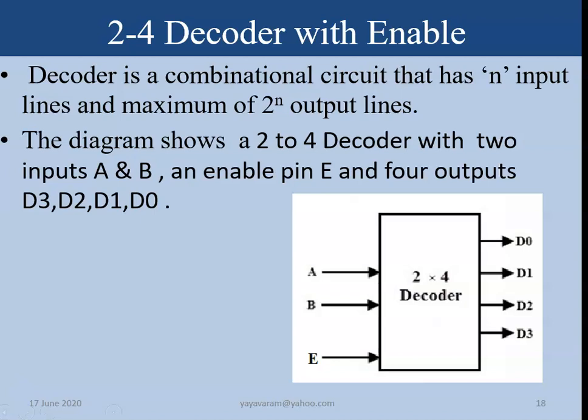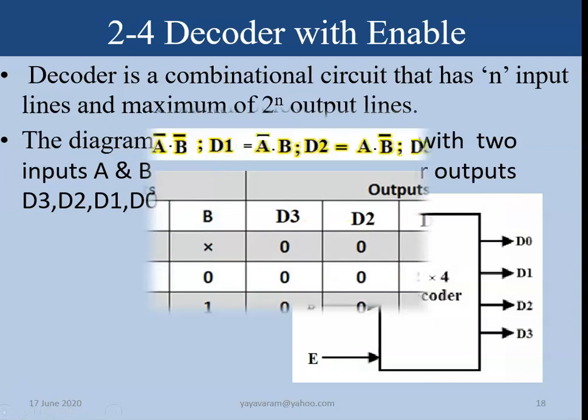Now I have taken another example, a 2x4 decoder, a 2:4 decoder. A decoder is a combinational circuit which has n input lines. When I have n input lines, I will have 2 power n output lines. That is, if I have 2 inputs, I will have 4 outputs. Here I have chosen an enable pin also. So if I have 2 inputs, a and b, I have 4 outputs, D0, D1, D2, D3. This I have shown here.